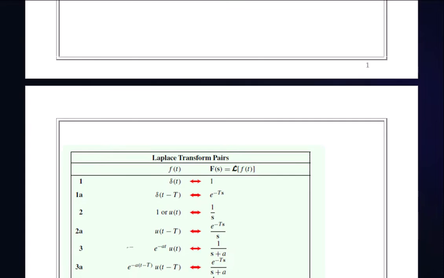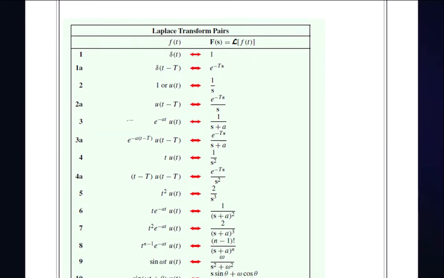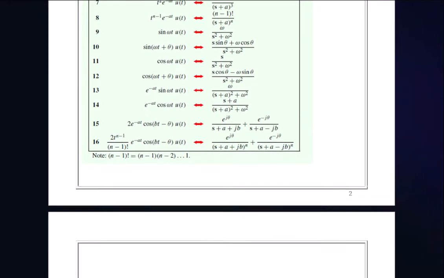You also need to know how to solve RLC circuits in the S domain. So hopefully you learned about Laplace transforms in your differential equations class or your math methods for engineers class. And this table gives us the Laplace transform pairs. So for example, if you have e to the minus at, its Laplace transform is 1 over s plus a. And if you have 1 over s plus a, its inverse Laplace transform is e to the minus at. So you use those when you're solving in the S domain.